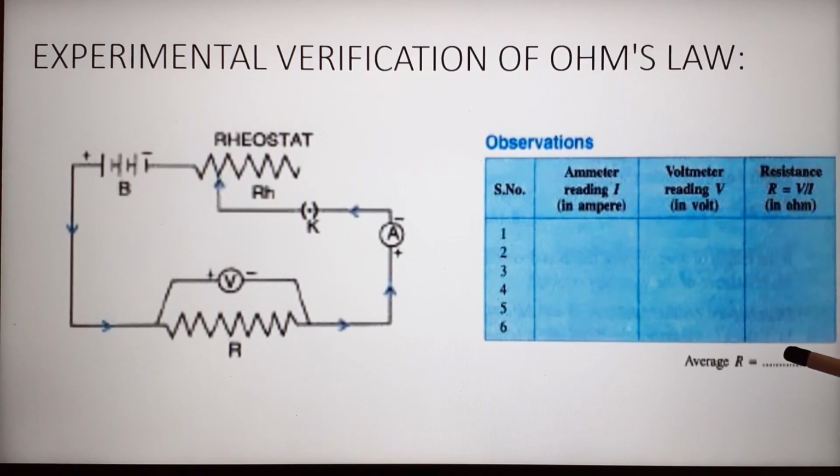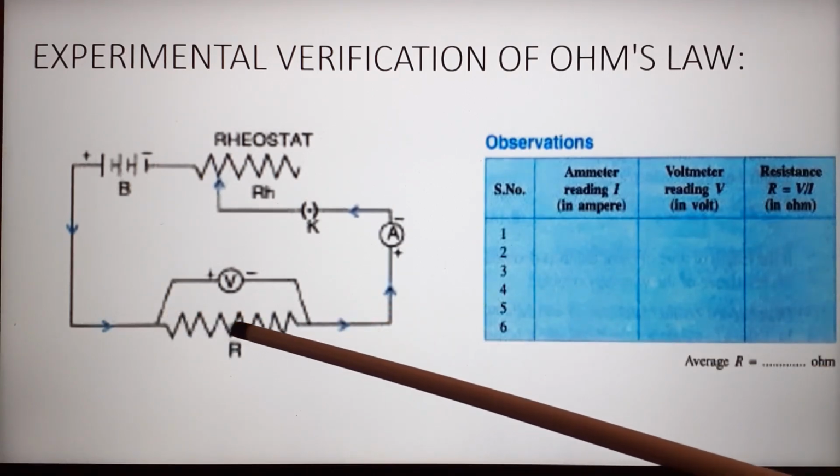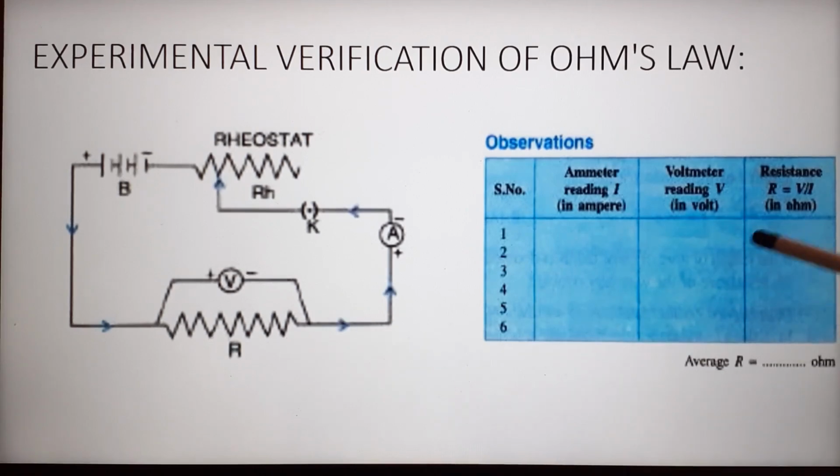So the resistance value will come out to be constant. We will find out the average of this resistance, which will give us the value of resistance of this resistor. So this constant value tells us that the ratio V by I remains constant.